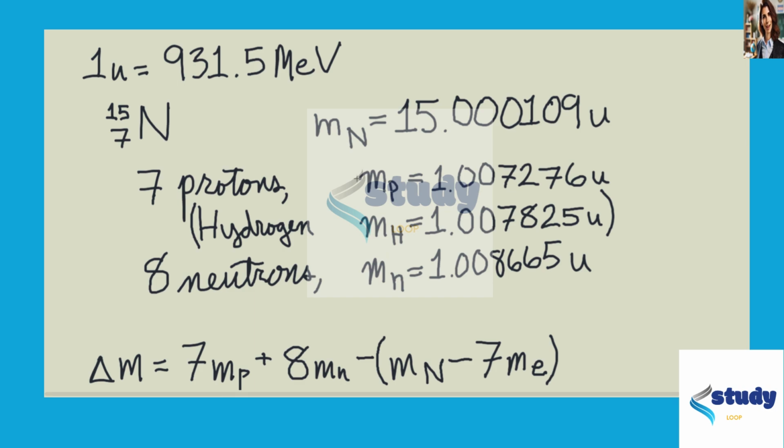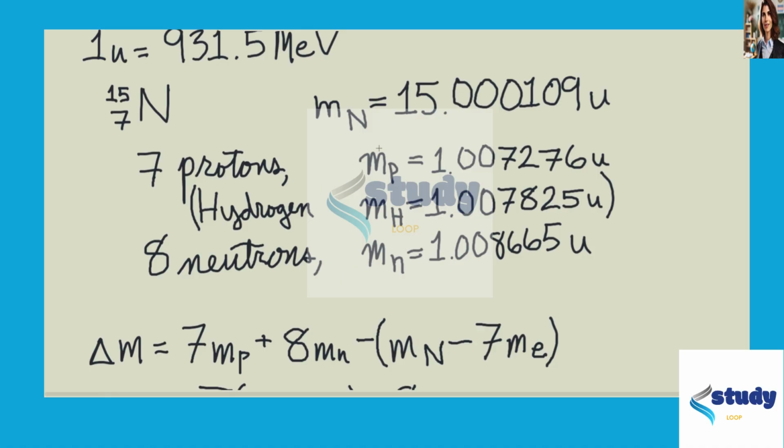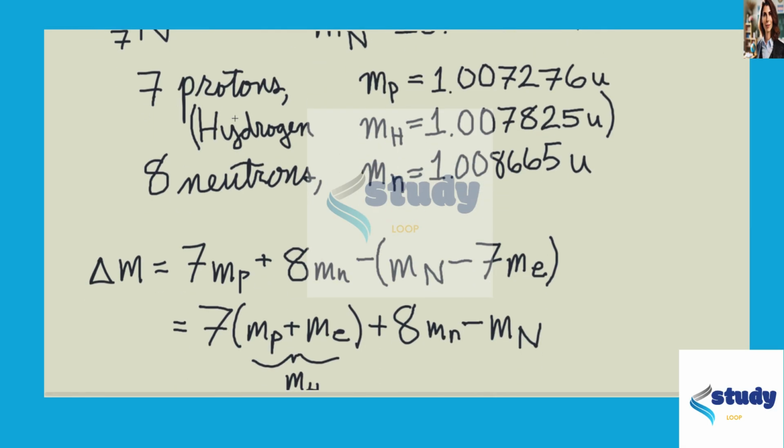I've listed the individual masses for each of the constituents involved in the calculation of delta M. Turns out that after this regrouping, we won't actually need the mass of the proton alone. It's more convenient for us to use the mass of a hydrogen atom because that includes the mass of an electron.